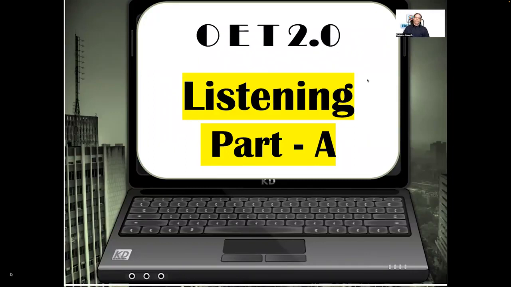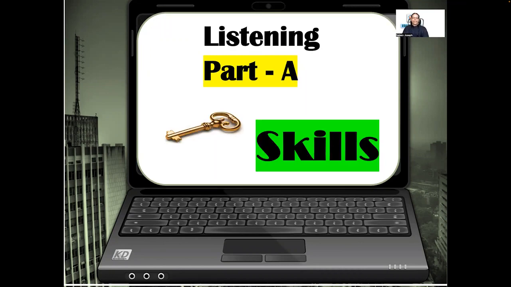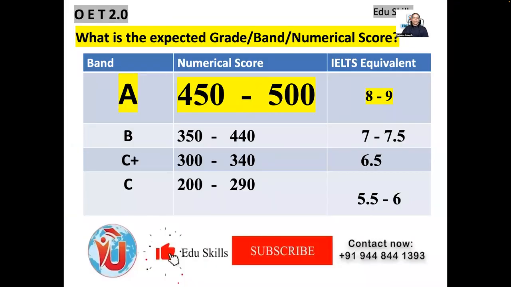That's it. So OET 2.0 listening part A, key skills. As I always used to tell you, always aim for an A grade, 450 to 500, minimum 450, so that you are safe in your practice. That's the biggest enemy for your failure. Most of them fail because they target for B grade and they happen to reach 340, 330 or 320. So always target for 450, so you are safe above 400.